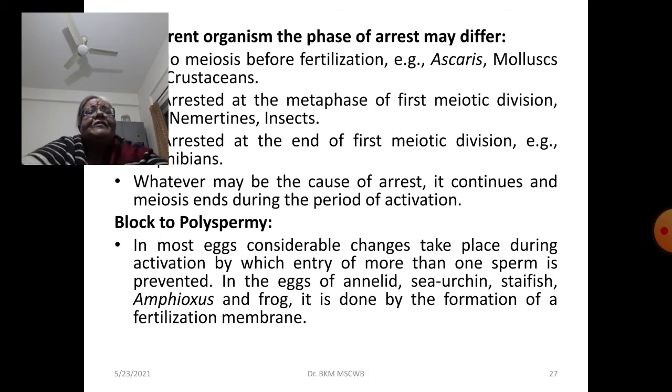So in most of the eggs, considerable changes take place during activation, by which entry of more than one sperm is prevented. In the eggs of annelid, sea urchin, starfish, amphioxus and frog, it is done by the formation of a fertilization membrane, what we call cortical reaction. Cortical reaction or slow block mechanism. I'll come to this a little later in my next video. So efforts are being made to block polyspermy and to see that only one sperm fertilizes the ovum.